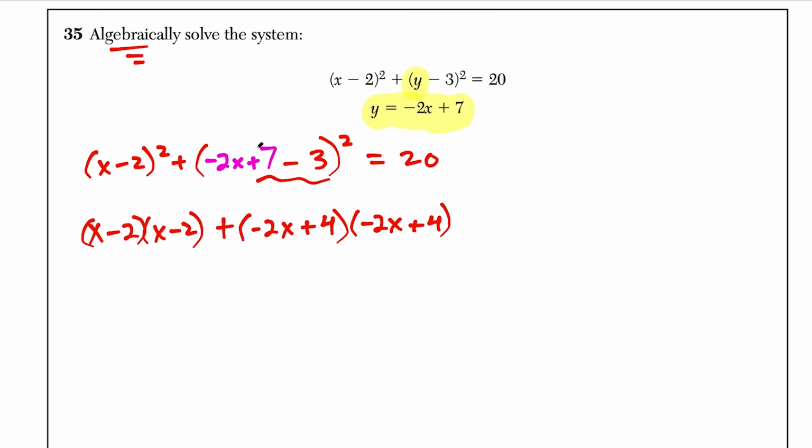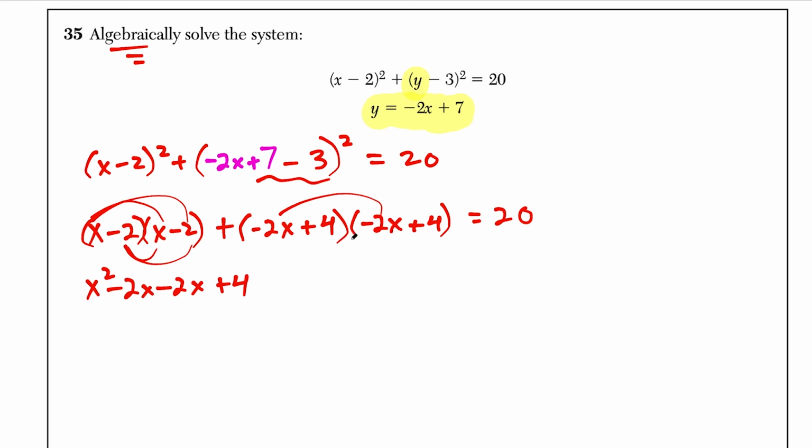So now we have this equation set up. This is all equal to 20. Now we have to actually distribute. So we're going to have x times x is x squared. We have x times negative 2 is negative 2x. Negative 2 times x is negative 2x. And then negative 2 times negative 2 is positive 4. And then we have negative 2x times negative 2x is positive 4x squared. We have negative 2x times 4 is negative 8x. And then we distribute the 4. We've got minus 8x, and we've got plus 16. And this is all equal to 20.